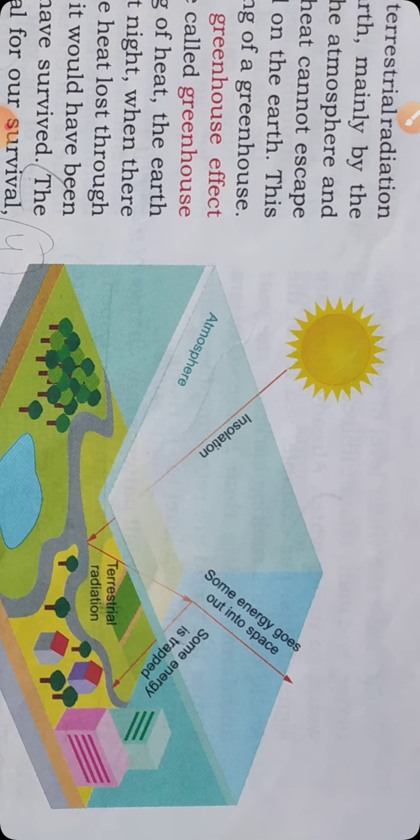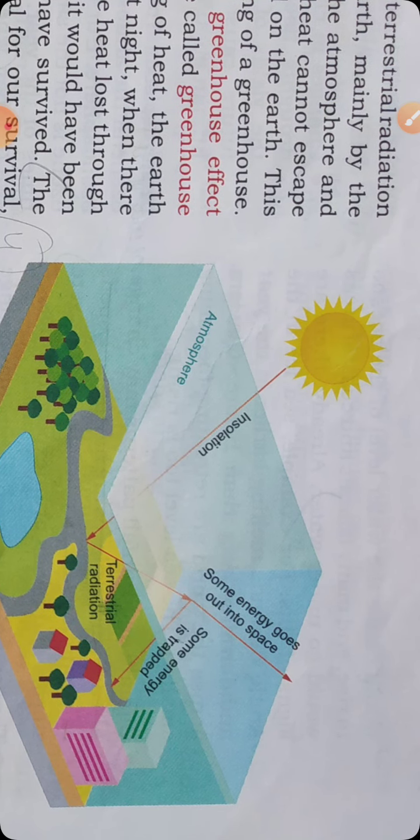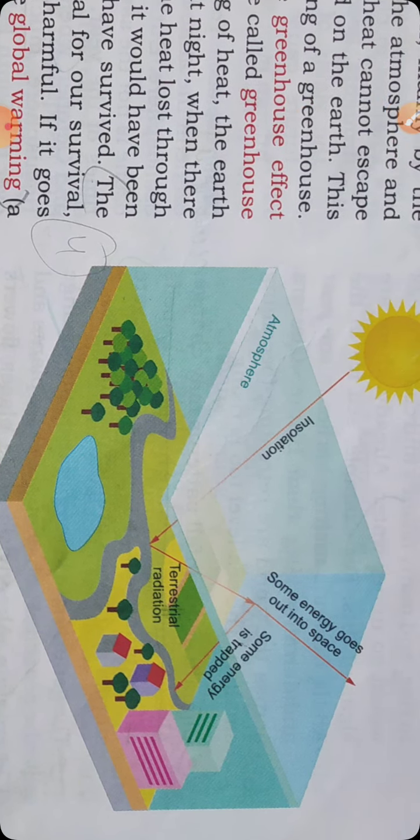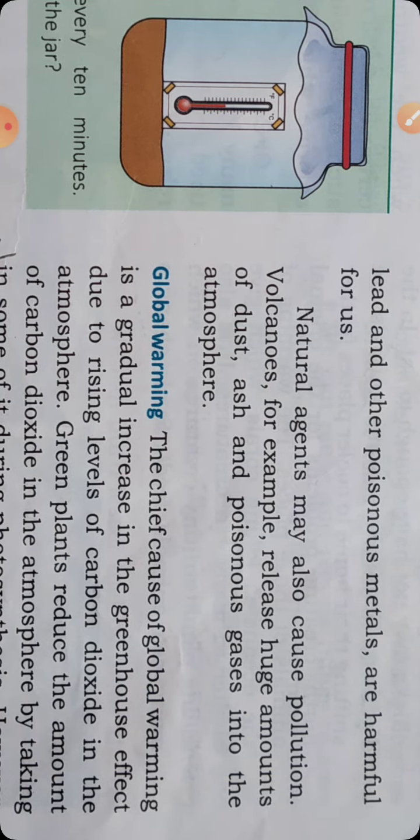Very clearly, they are showing how the greenhouse effect is taking place. Then some of the energy goes out into space. What is insolation? Up to where the atmosphere is there. So this is the greenhouse effect. This diagram, no need to draw, only to understand. Okay, this is for your understanding.